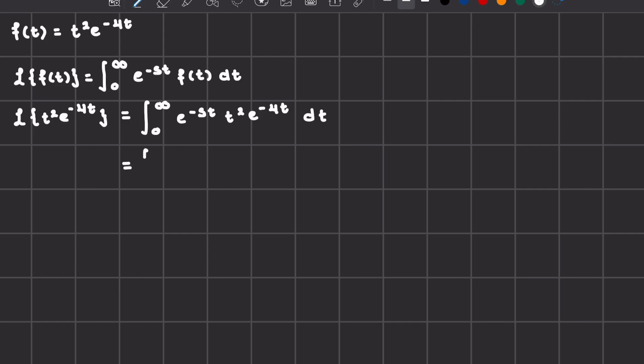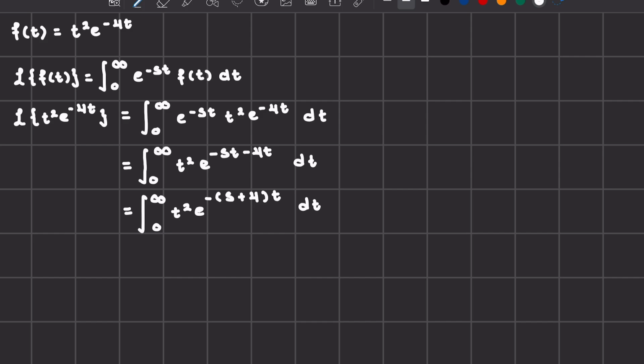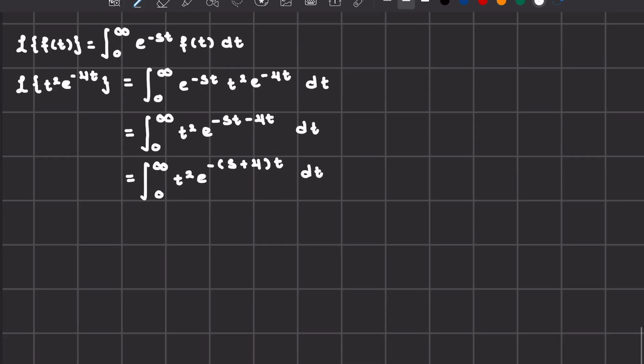And so let's simplify what's inside our integral. We have here t squared, and let's multiply out the exponents. We will get here negative s t minus 4t dt. We can also take out the negative signs, which gives us a more simplified version. You can do this or you can just skip this, but I'd rather do this. So this is s plus 4 times t, and multiply everything by dt. And now let's just solve this using integration by parts.